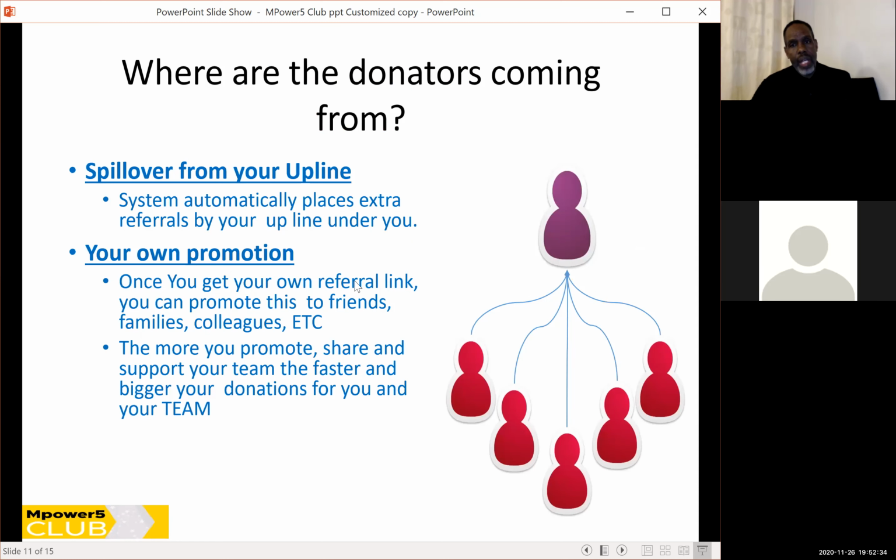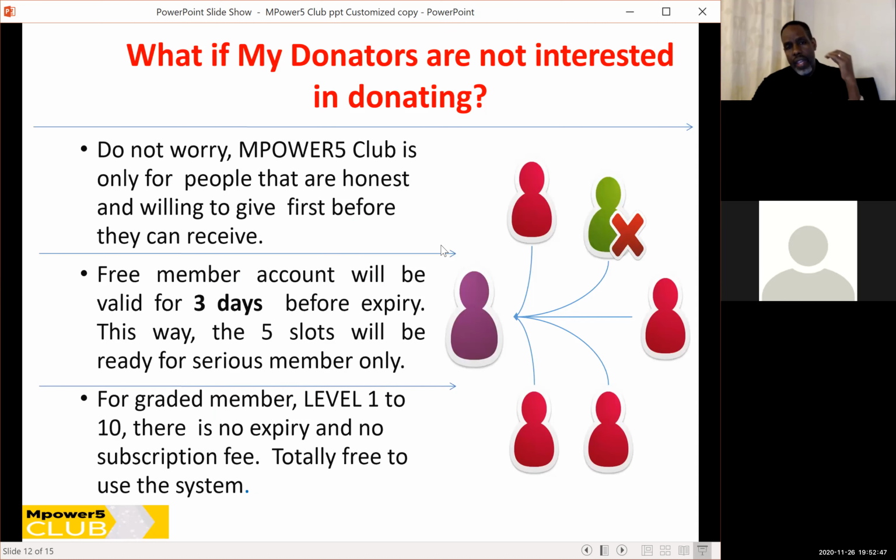Spillovers are there. That means if today I have more people than 5, the spillover will go into Simon's team and so on and so forth. The same applies to you and so on. If somebody signs up for a free account and does not donate, you do not need to force them or coerce them to pay. The system will automatically make their account expire in 3 days, and so you can replace that with a new person.